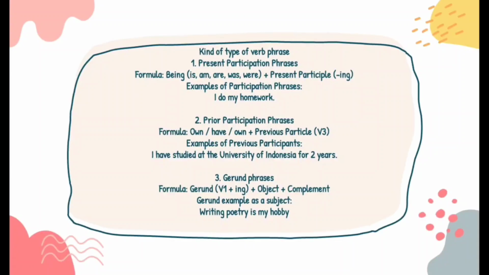Example of present participle phrases: I do my homework. Number 2, perfect participle phrases. Formula: has or have, plus past participle verb. Example: I have studied at the University of Indonesia for 2 years. Number 3, gerund phrases. Formula: gerund, verb 1 plus ing, plus object, and plus complement.